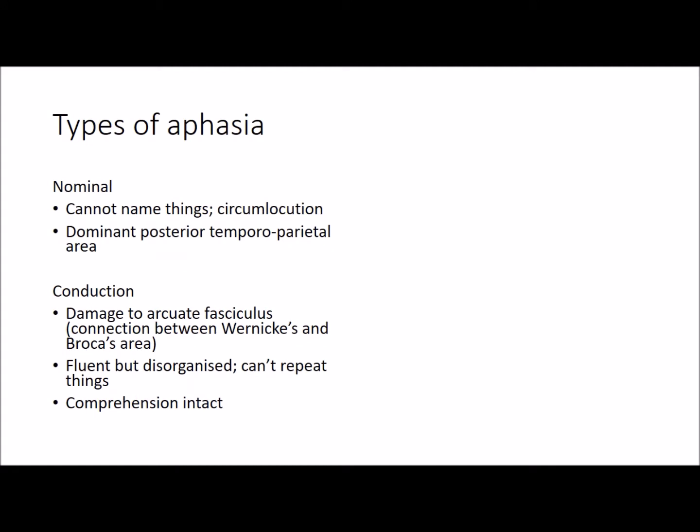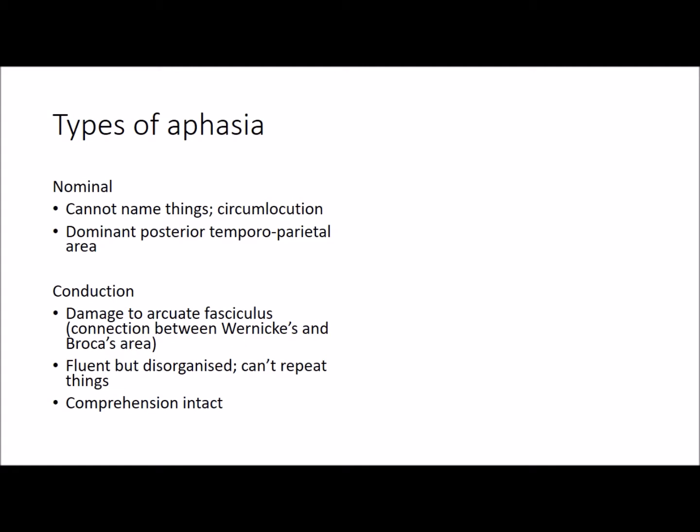So moving on to a couple of other types of aphasia. So we have nominal aphasia, and in that the patient can't name things. So they'll engage in what's called circumlocution, which is where they sort of talk around and they describe the thing that they're trying to name. So, for example, I saw a patient who had nominal aphasia, and the doctor asked them to name the stethoscope, but they were unable to actually name the stethoscope. All they could do was list the things that the stethoscope can do. So that's the sort of thing that you'd be expecting in nominal aphasia.